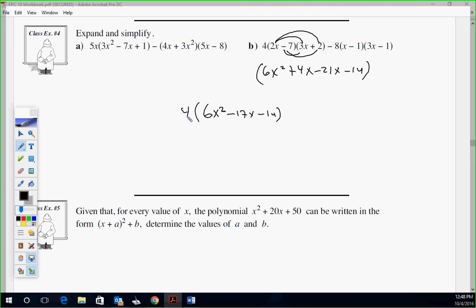Okay. So my next one's going to be a negative 8, and then I'm going to have whatever I get inside here. So x times 3x is 3x squared. X times negative 1 is negative x. Negative 1 times 3x, negative 3x. Negative 1 times negative 1 is positive 1. Okay, 3x squared minus 4x plus 1 after I combine those. Whoops, forgot the 1 there.